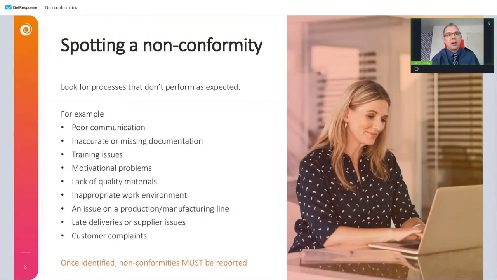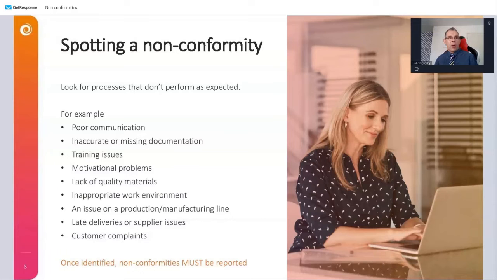An issue on production and manufacturing line. Again, you might be getting a lot of rejects for a particular product. It might be that the actual machinery is not set up correctly. So by spotting it, by raising non-conformances, at least it allows the supervisor or the manufacturing manager to understand, actually, we need to change the way that we're doing things. Late delivery or supplier issues. Well, supplier issues is self-explanatory.